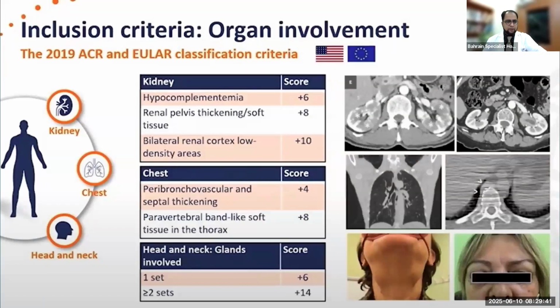Similarly, the American College of Rheumatology and European League Against Rheumatism have proposed a criteria for organ involvement depending upon the organs. Like in kidney, the low complement levels have been given a score of +6. Renal pelvis thickening has been given +8. Bilateral cortex involvement has been given +10. So all these scores have to total more than 20 to call it diagnostic of IgG4 related disease.